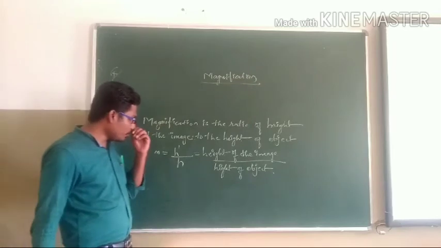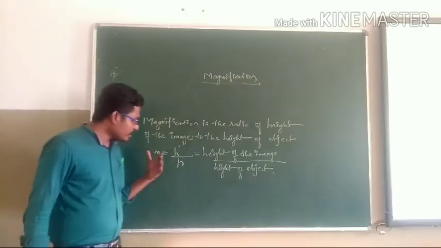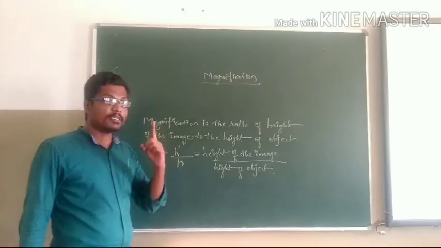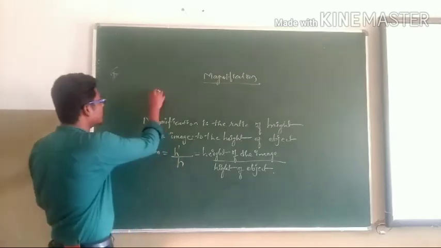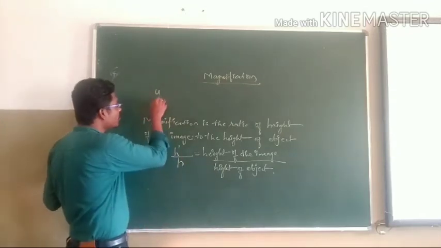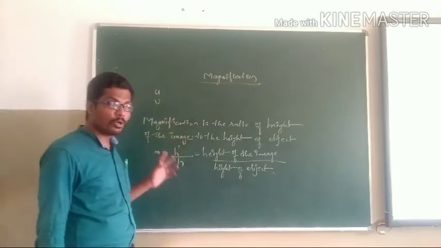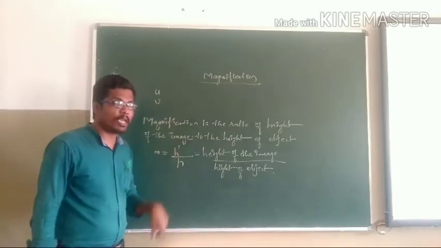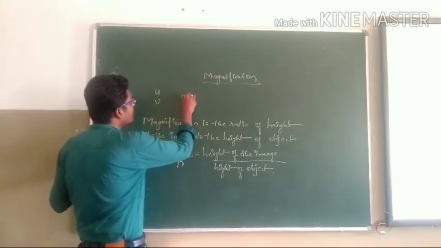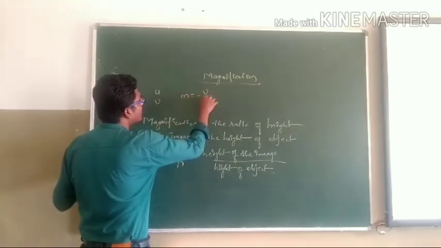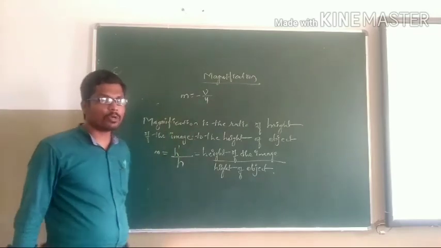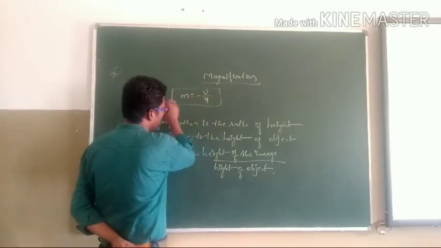And another thing you should remember, that magnification is related to the distance of the object u and the distance of the image v, and this same equation can be represented like this: m is equals to minus of v by u. So in this form also we can express it.